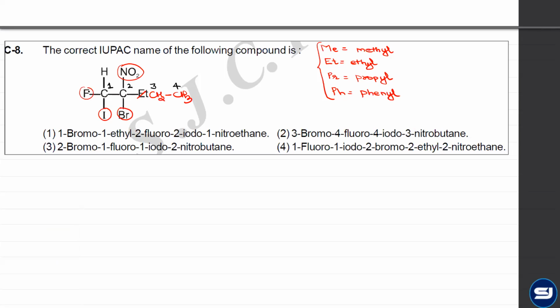And now, fluoro, iodo, bromo, nitro, in alphabetical order: bromo, fluoro, iodo, and nitro. With the locants, 2-bromo, 1-fluoro, 1-iodo, 2-nitro, and the 4 carbon parent is butane. Correct.